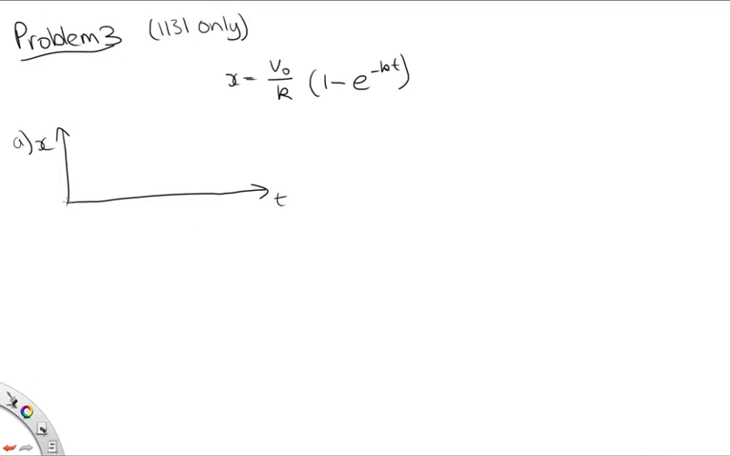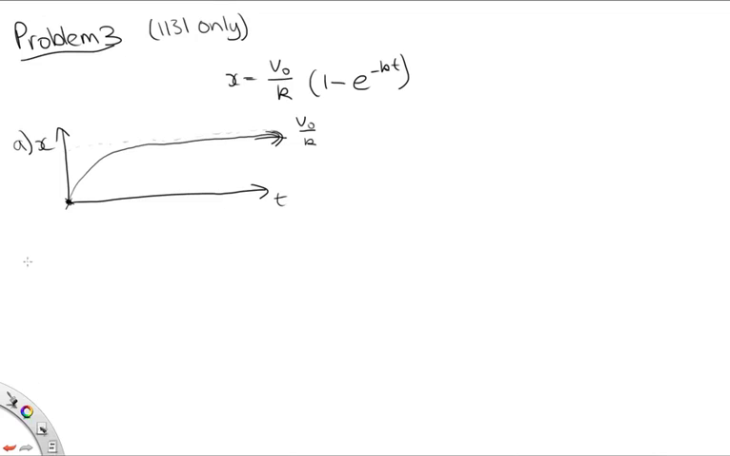So let's consider time 0. At time 0, e to the minus k times 0 is 1, so this is equal to 0, so we've got 1 point there. Now, as t approaches infinity, e to the minus kt approaches 0, so this part can be ignored, and we've got x is equal to v naught over k. So that's going to be an asymptote here. We've got v naught over k, and it approaches that as t goes to infinity. So this is just going to have the normal exponential shape. It's going to look something like that.